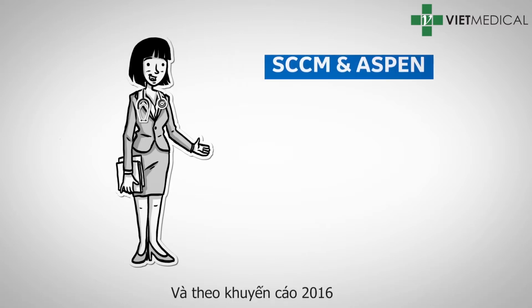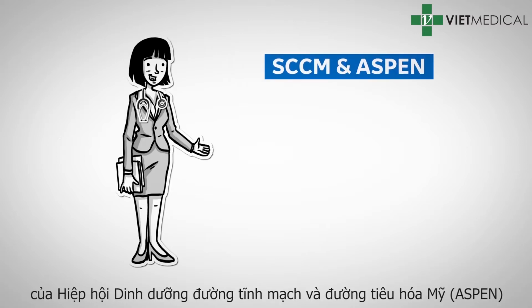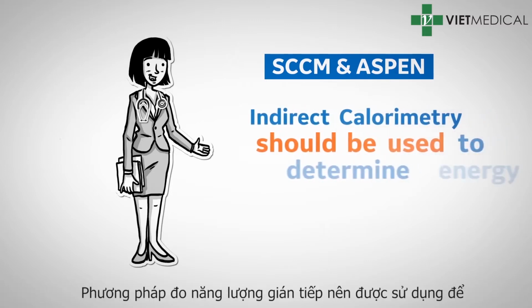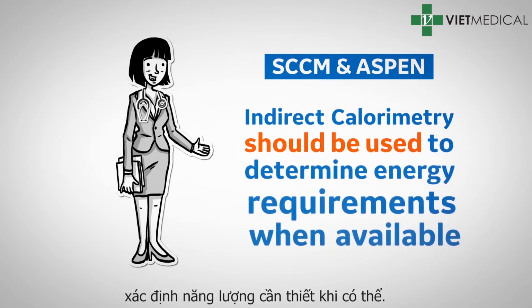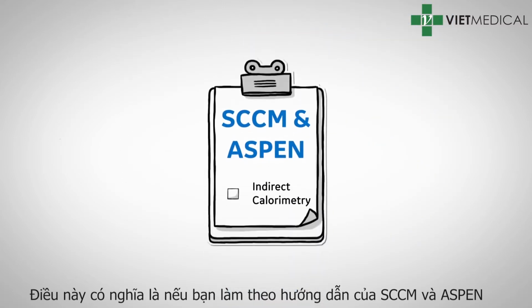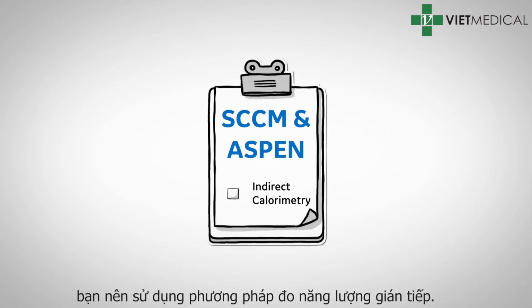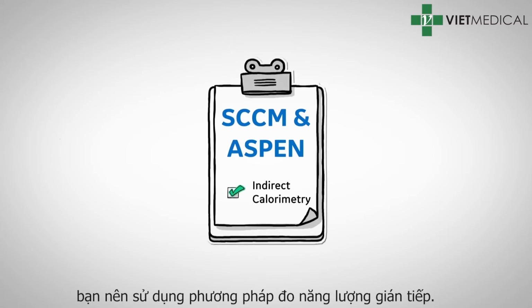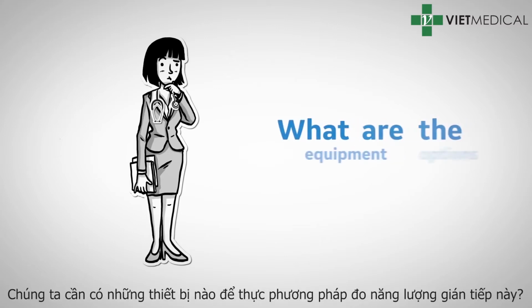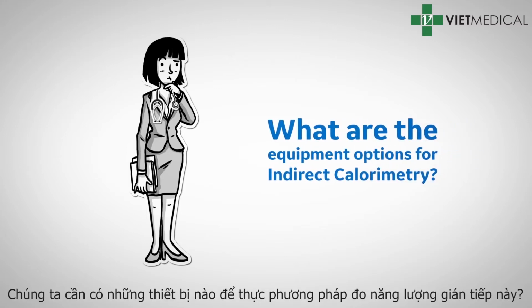According to the Society of Critical Care Medicine and the American Society for Parenteral and Enteral Nutrition 2016 guidelines for the provision and assessment of nutrition support therapy in the critically ill patient, indirect calorimetry should be used to determine energy requirements when available. That means if you've been asked to follow SCCM and ASPEN guidelines, you should be using indirect calorimetry.